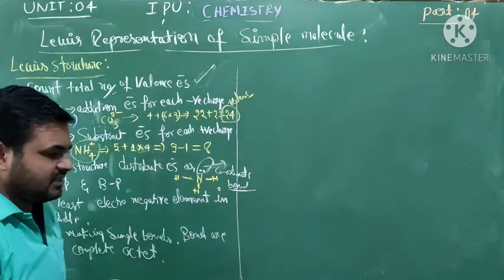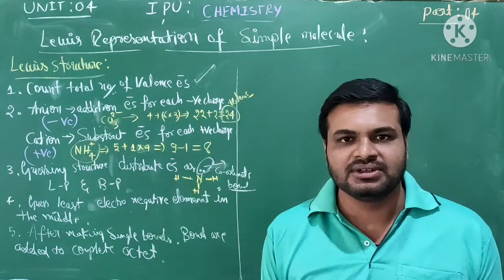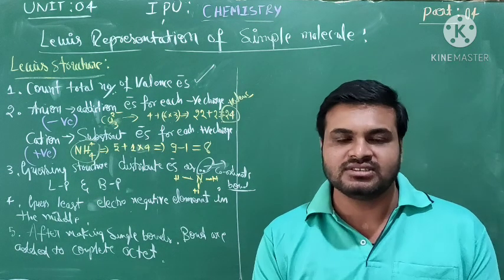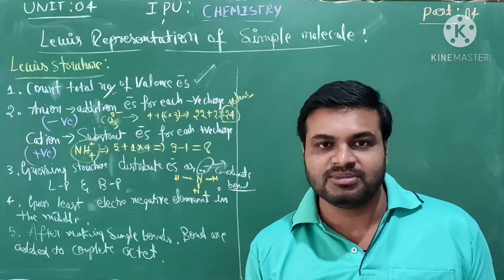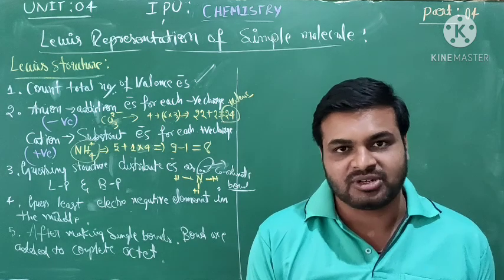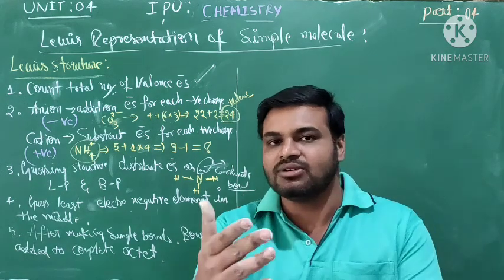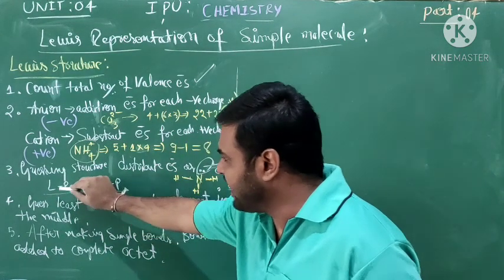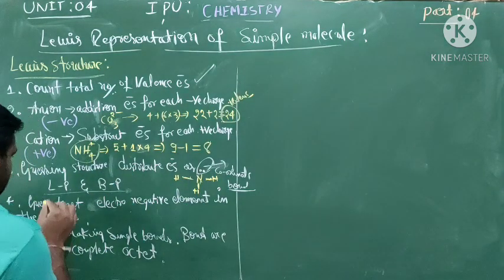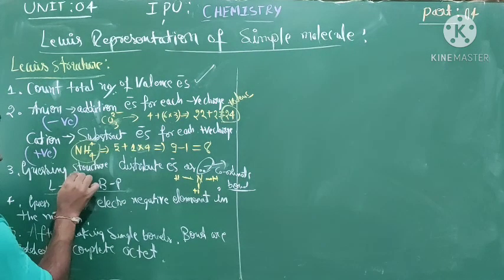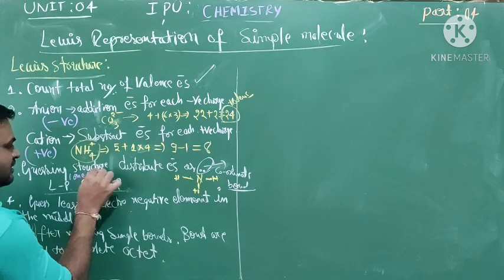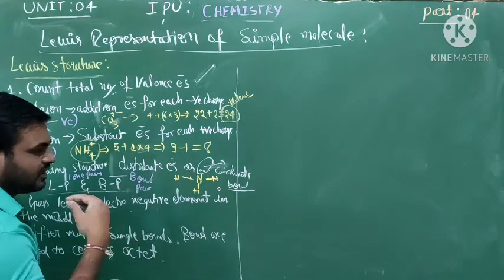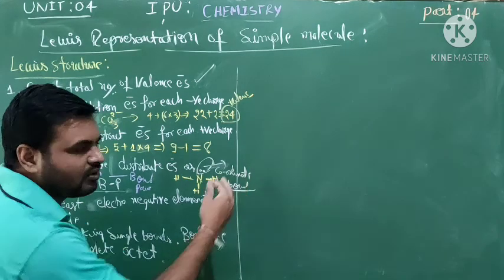So for guessing the structure, first we consider the molecule. You learn the elements first. For each element you guess how many lone pairs are possible and how many bond pairs are possible. Then write the structure. This is called a lone pair. This is a bond pair. A bond pair gives a covalent bond. A lone pair forms a coordinate bond.